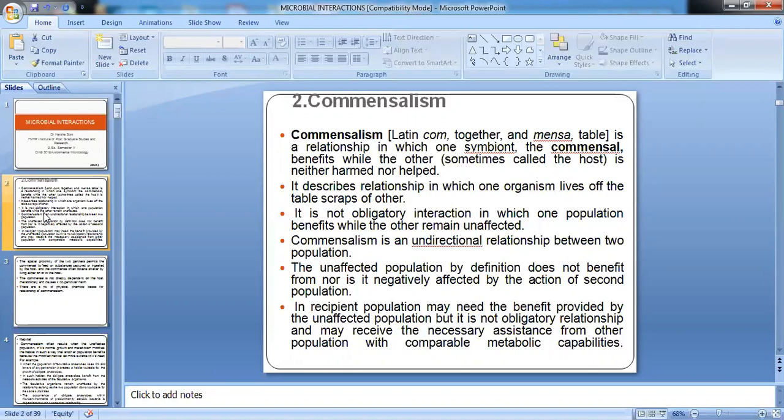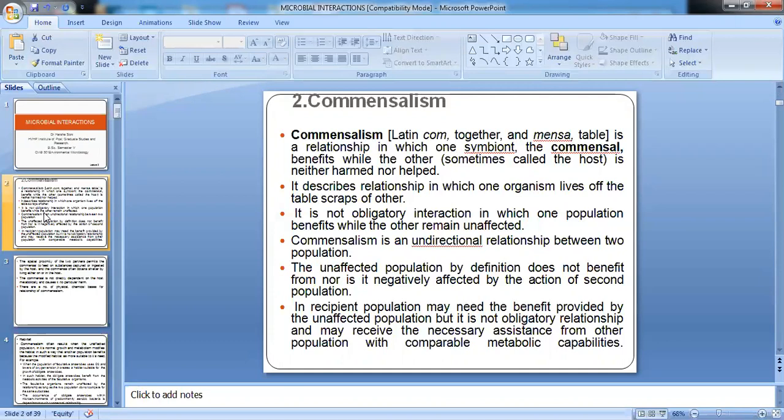Commensalism describes the relationship in which one organism lives off the table scraps of another. It is like a charity, when one population contributes or gives something which the other population is taking up. So the host is the person who will contribute to the charity, and the commensal is the person who will take the benefit of that charity. It is not an obligatory interaction in which one population benefits while the other remains unaffected. It is a unidirectional relationship between the two populations.